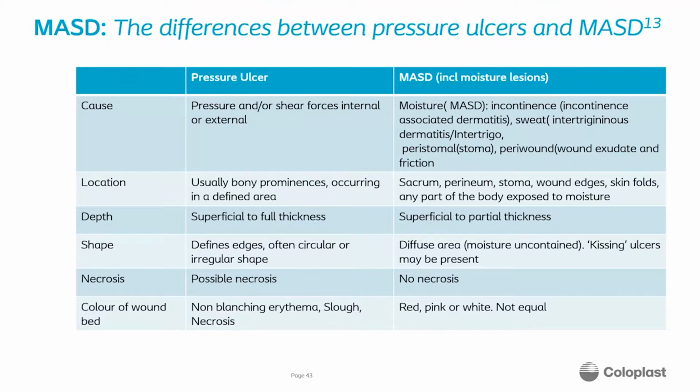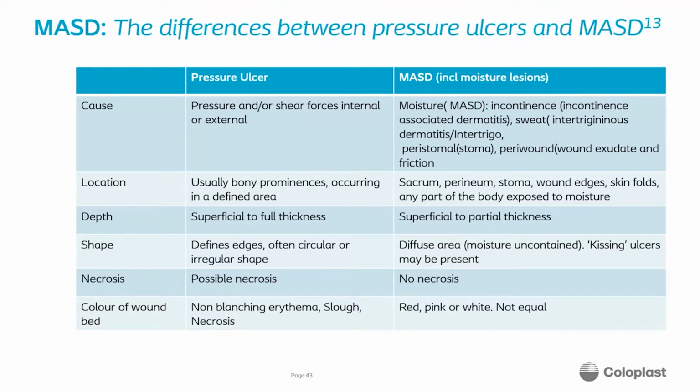The depth of a pressure ulcer will vary depending on the extent of the damage, as we've looked at today with the categories. The shape as well, pressure ulcers have very defined edges, often circular, or they could be irregular in shape, but not in the same way as you would find with a kissing ulcer or moisture damage.